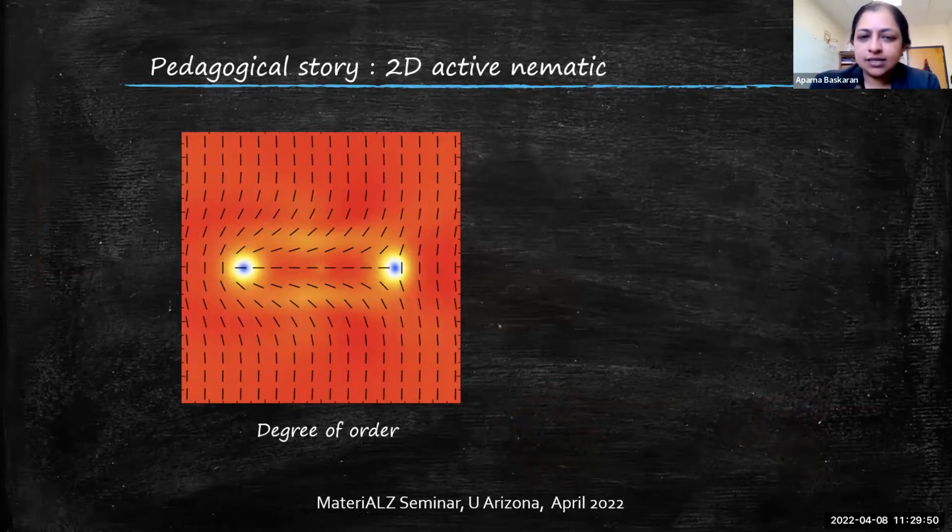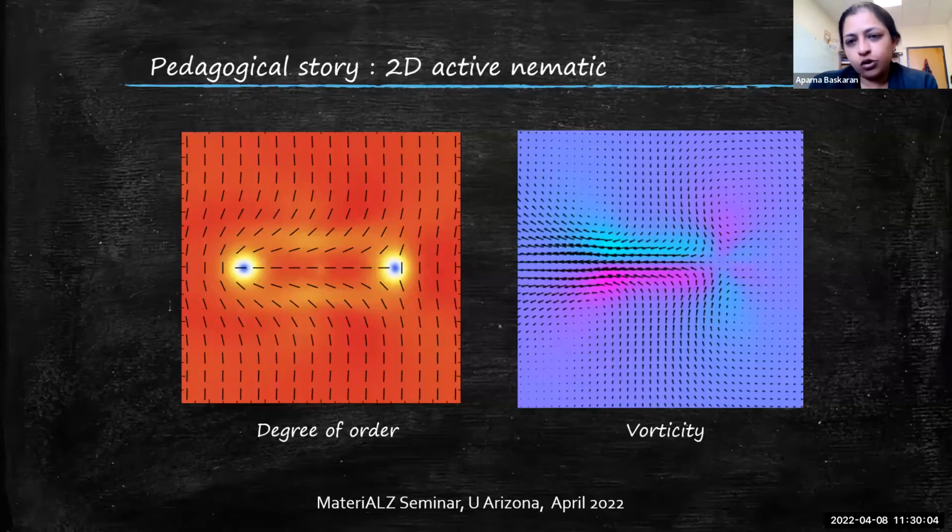I just take this configuration of Q, put it on the right-hand side of my Stokes equation, solve the Stokes equation and figure out what is the flow induced in my system because of this orientation of my rod-like particles. Then what I will find is a flow like this. What's plotted here is the vorticity field of the flow. This pale blue region is a clockwise vortex. This pink region is an anti-clockwise vortex.